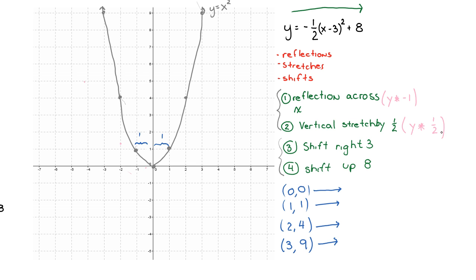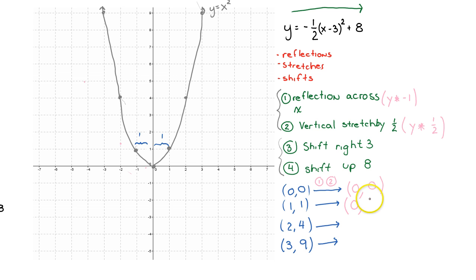Now, an important thing to remember here is that a stretch is never negative. The stretch factor is always positive. The negative implies a reflection. So (0, 0): the x stays the same, and 0 times -1/2, because that's essentially what I'm doing, because we're applying transformations 1 and 2, gives me 0.